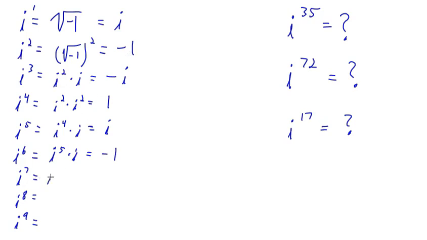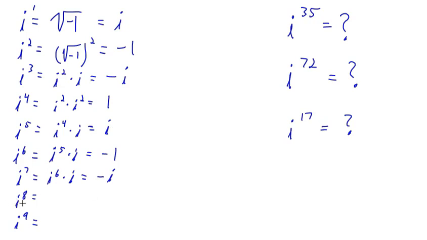So i to the sixth power equals -1, just like i to the second power equaled -1. i to the seventh power is i to the sixth power times i. i to the sixth power equals -1, so it's -1 times i, or -i, just like i to the third power equals -i. So we're starting to see this pattern repeating itself. Here we start out with i, -1, -i, 1, and we start over again: i, -1, -i. What will be next?